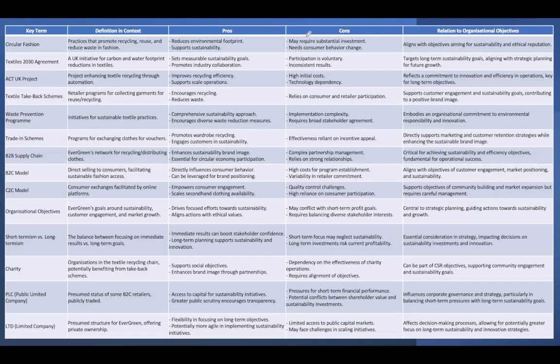So here are some of the points. I'm not going to go through all of this because it is literally death by PowerPoint. So I've got key terms, definitions in context, pros, cons, and also thinking about linking that to organisational objectives.